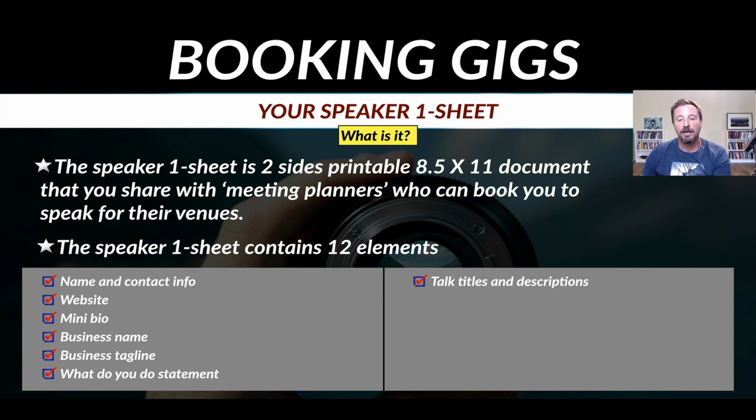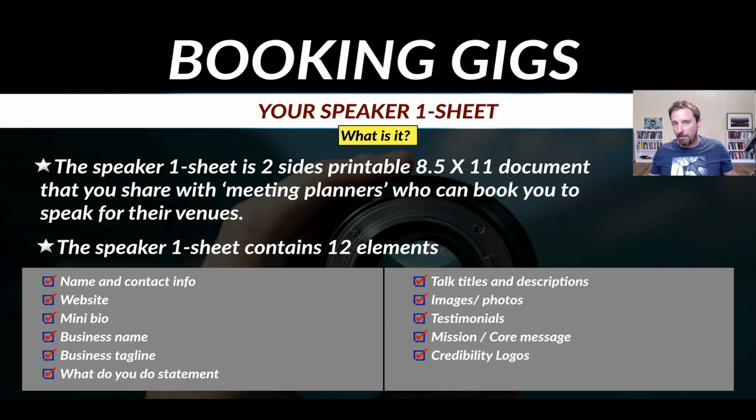Okay. Number 7, your talk titles and descriptions. Again, going back to what I said a few moments ago, it would be great to have your talk titles already thought about before you get here. Okay. You don't need to create your signature talk, but it would be great to know what your titles are. It's actually necessary. Okay. Your images and photos, testimonials. These ideally are not client testimonials, although those are okay. It would be testimonials of people who've seen you speak or event planners who are mentioning how awesome you are and how much the audience loved you, right? Your mission or core message should be on there. Any credibility logos, any news that you've been on, etc., those kind of things. And then if you are a published author, your book image and maybe book title should be a part of it as well.